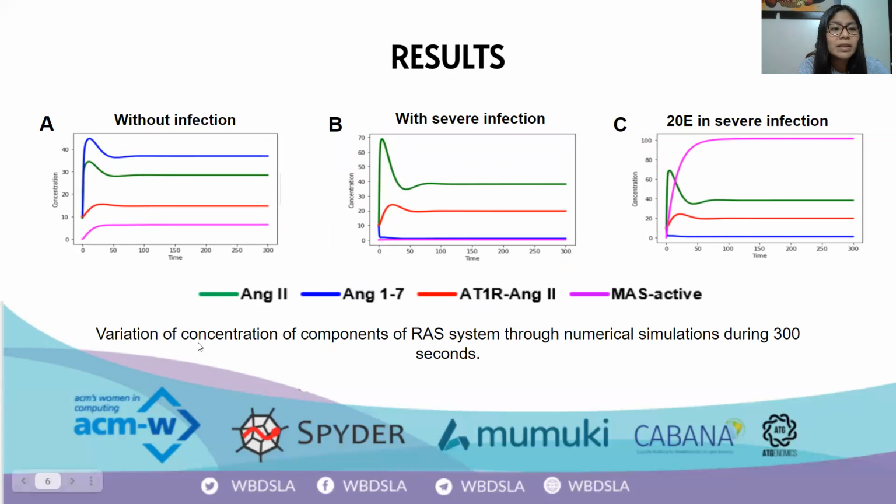In these pictures, we see the variation of concentration of the components of the RAS system during 300 seconds. In the first one, we can see that angiotensin 1,7 has a higher concentration than the other components, but then with severe infection, when the virus is introduced, the angiotensin 2 concentration increases several points compared to the other components. But then, when 20E is introduced, the concentration of MAS active increases too.